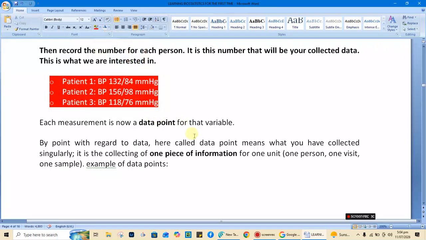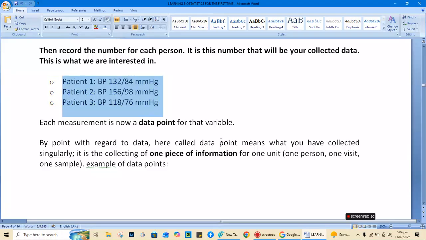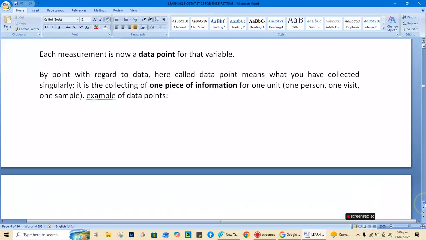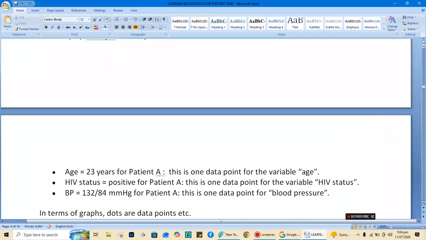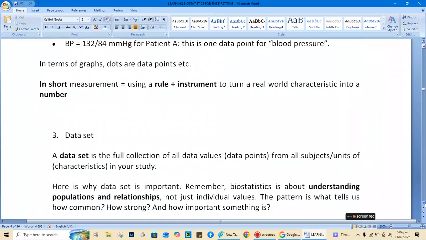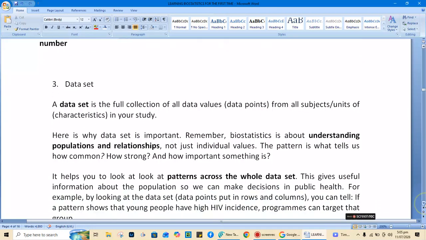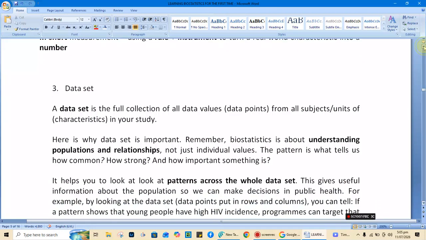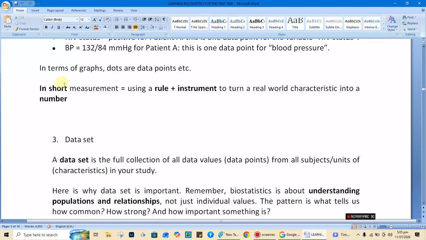Once you've come up with your data set like that, you can now move on to what we are looking at as a data set. So in short, collecting data through measurement is equal to using a rule to say I'm going to calibrate, I'm going to measure after 5 minutes, I'm going to maybe measure only females.